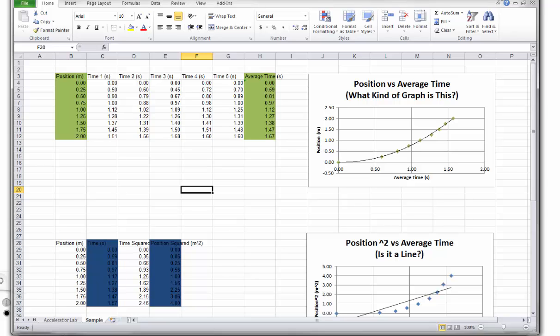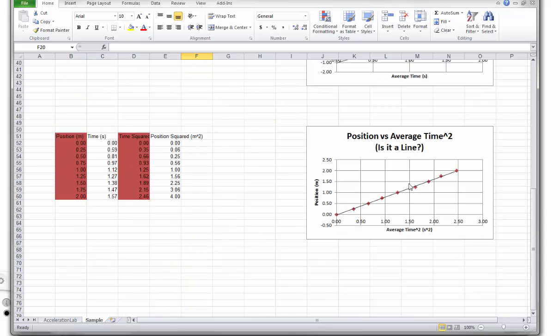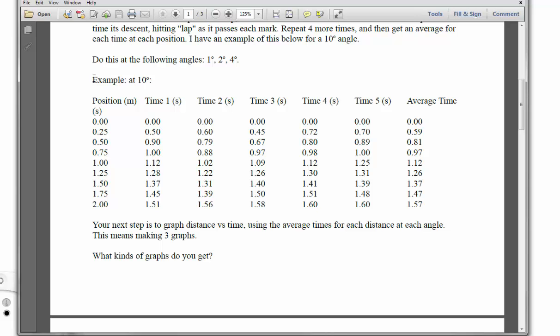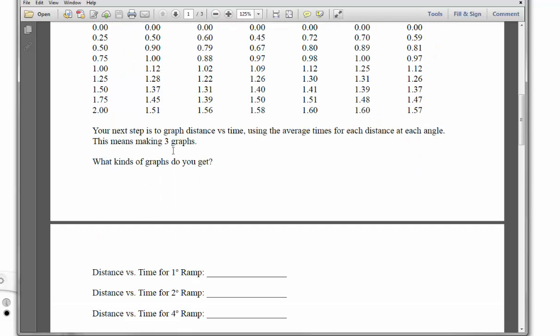So that's a walkthrough of what a lot of the graphing part is. From there, you should be finding the slope of this line and using that to determine acceleration. So I'm going to go ahead and move that out of the way, scroll down on these directions. Now that was for this 10-degree example.